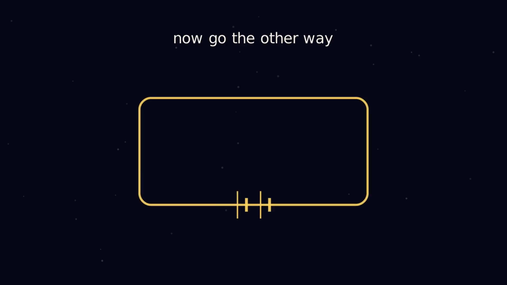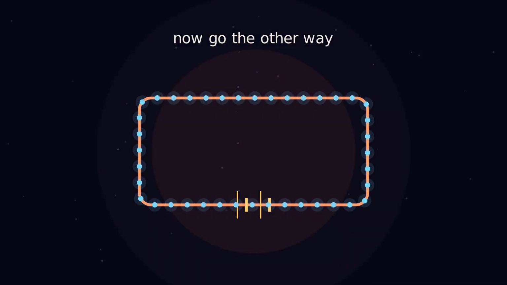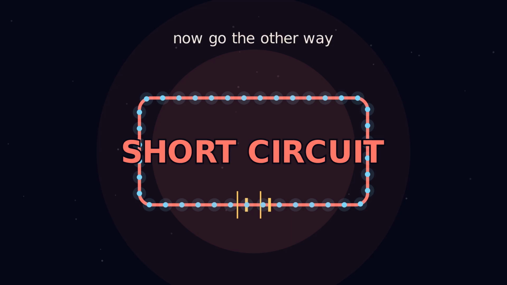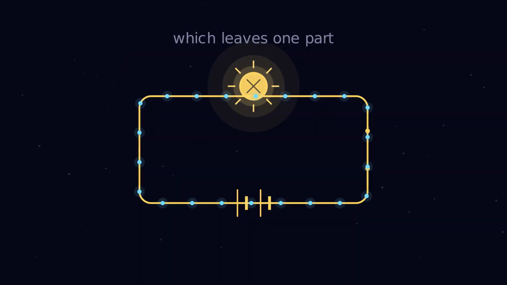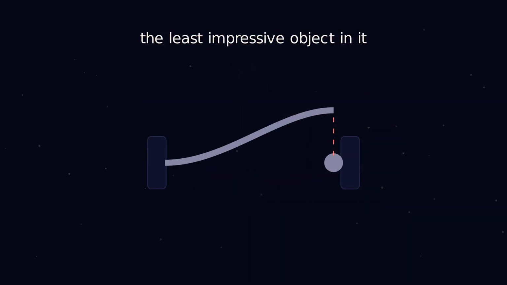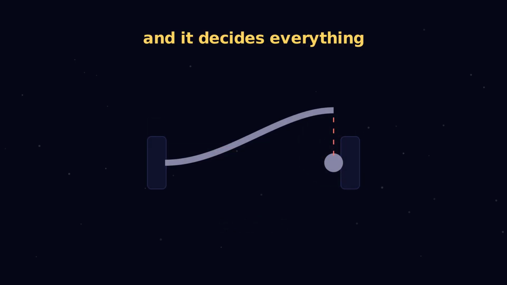And go the other way. Join a battery's two ends with bare wire, no bulb, no resistance at all. And everything arrives at once. The wire heats, it can melt. That mistake has a name, a short circuit. Which leaves one part, the one nobody thinks about, the switch. It is the least impressive object in the whole flashlight, a scrap of springy metal that either touches or doesn't, and it decides everything.